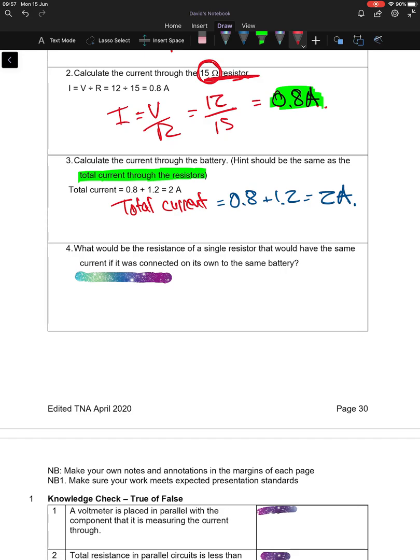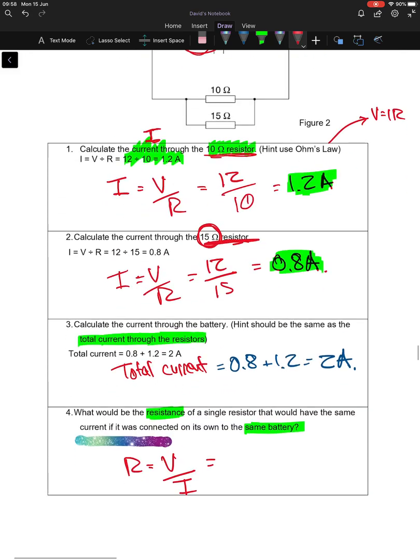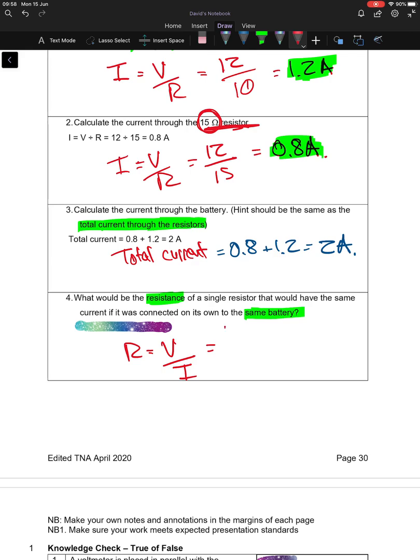What would be the resistance of a single resistor that would have the same current if it was connected on its own to the same battery? So we want to know what would be the resistance. So resistance equals V divided by I. So we need to know the voltage of the battery, and it's the same for everything. So the voltage from the battery back up here, 12. So we know that that's 12.